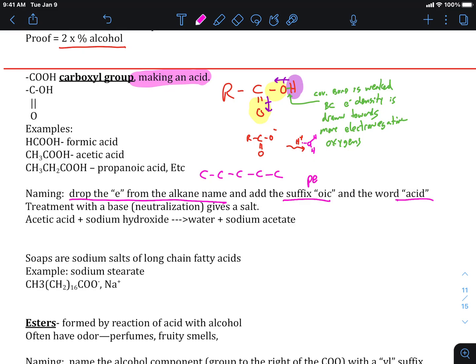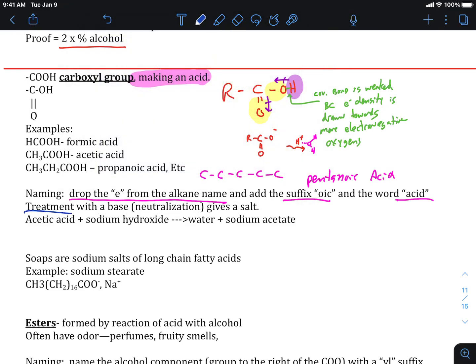Rowan? Will the carboxyl group always be terminal? Yes, with acids, because of its structure, it cannot be somewhere in the middle of the chain. It's got to be terminal. So if there was a methyl group on carbon 3, it would just be 3-methylpentanoic acid. Yes. Okay.